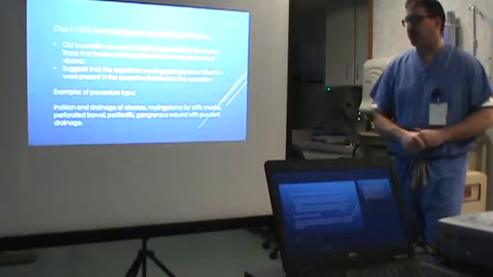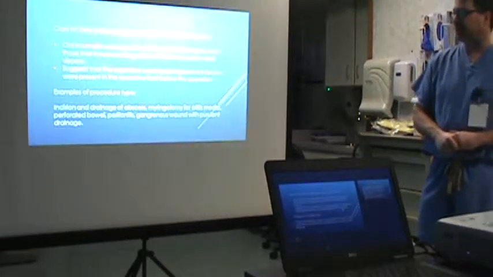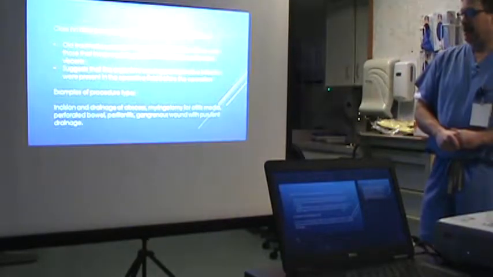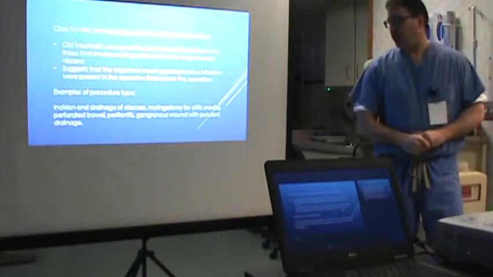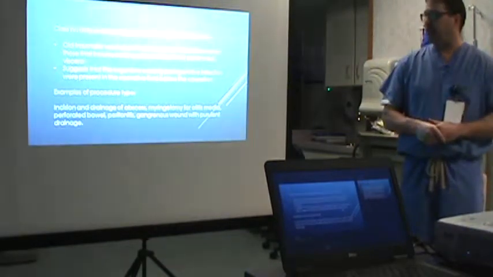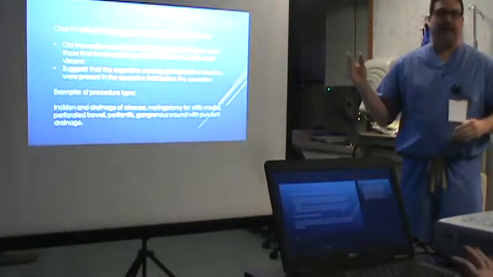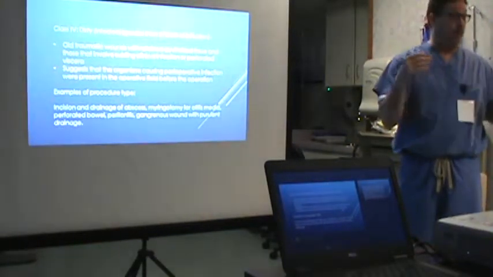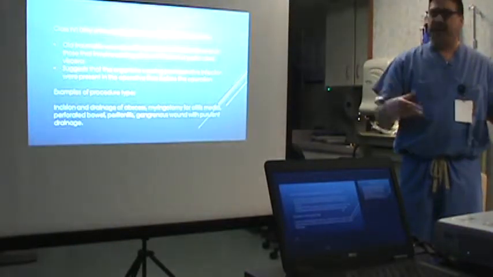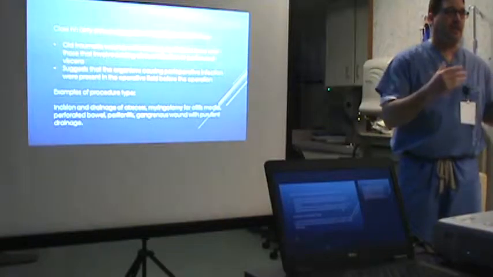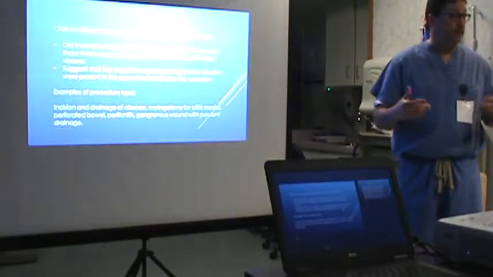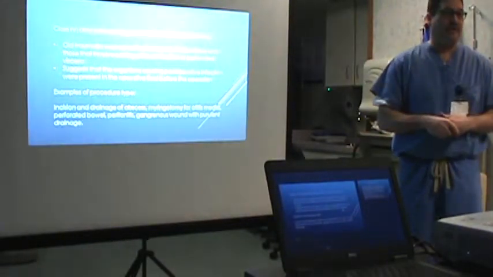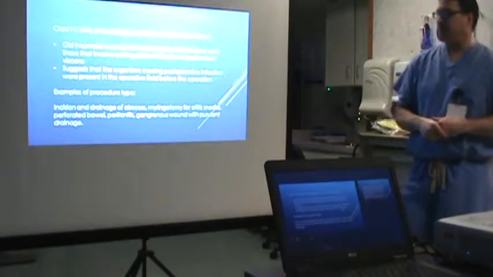So examples of these types of procedures include incision and drainage of an abscess, myringotomy for otitis media, a perforated bowel, peritonitis, a gangrenous wound with purulent drainage. So again, pus that's present. I can't tell you how many times I've heard from our own, either Danielle or some of the people reading and looking at our documentation, how many times they've said, oh, the patient had an abscess and we put it down as a class 1. And this occurs constantly. So again, that's on our part, it's not paying attention to what's going on in the field. So it's an important piece for us to document.